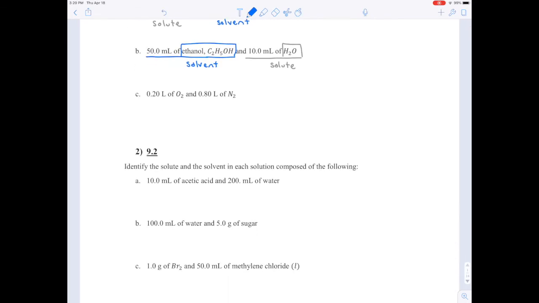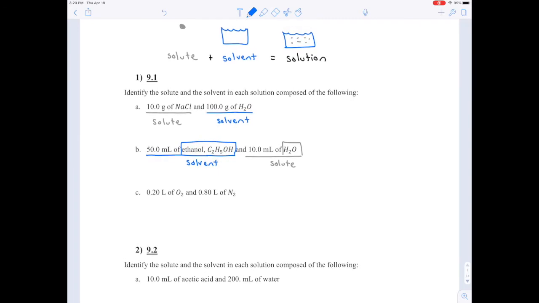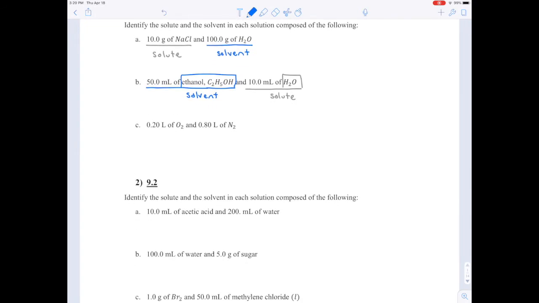In C, it says you have 0.2 liters of oxygen and 0.8 liters of nitrogen. So notice that these mixtures are not just a solid and water, although that's the example I gave here at the top. They are any two things being mixed. In this case, you're mixing two gases, oxygen and nitrogen. And this is a similar mixture as is in the air. You have much more nitrogen than you have oxygen. Because 0.8 is bigger than 0.2, nitrogen is the solvent. And because 0.2 is less than 0.8, oxygen is the solute.